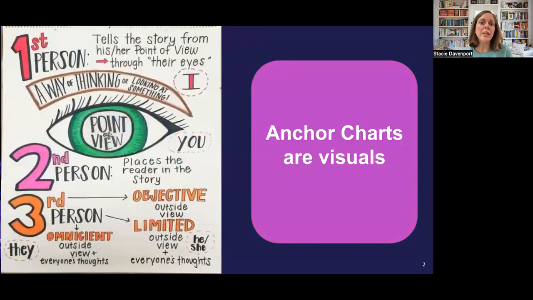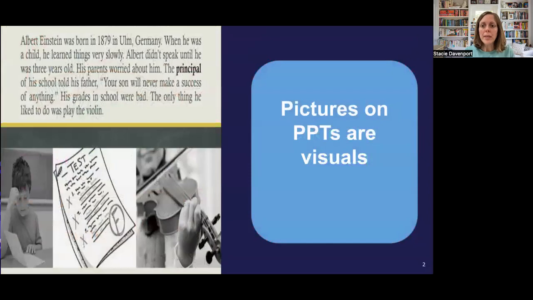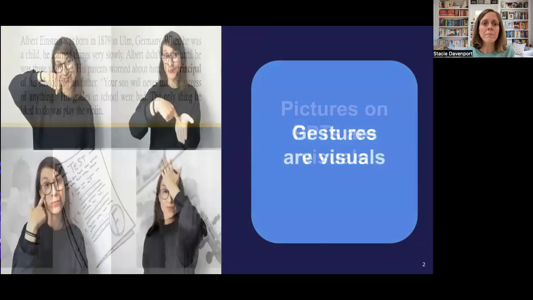So this could be anchor charts as visuals. This could be when you do a picture on the PowerPoint. So if you're going to show the text that you're reading with your students on your PowerPoint presentation, but alongside the text, you put a picture. That is a visual to help your students understand.